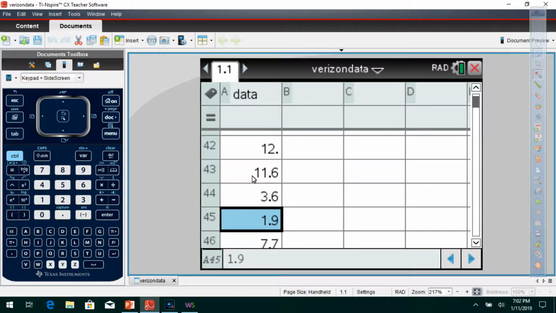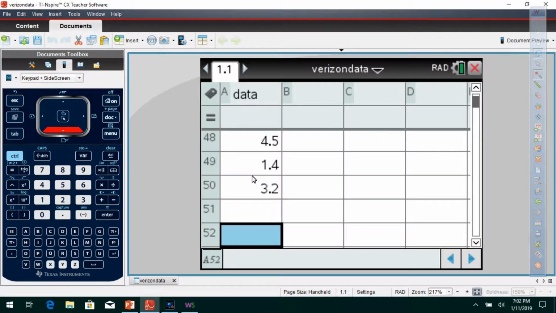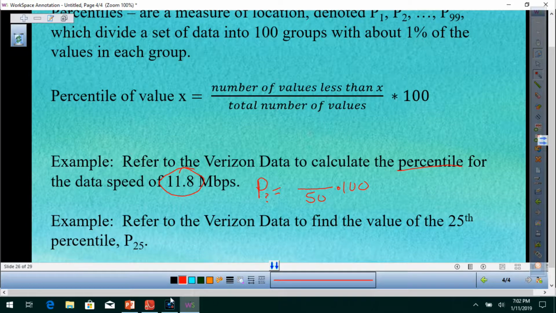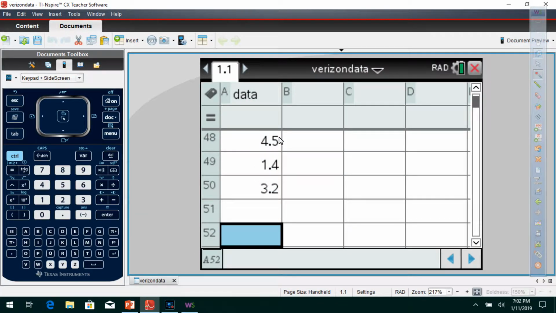And then we can just go down and we see we got 50 data values. Okay, so let's go back to our equation. What goes in the total number of values? 50. And then we're going to say times 100. And so our percentile, let's see, 11.8. Now, here's the thing. These are not in order.